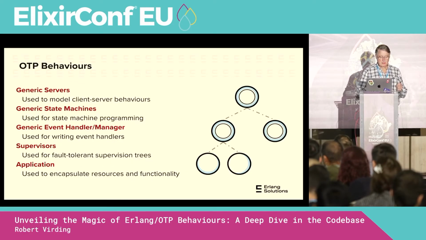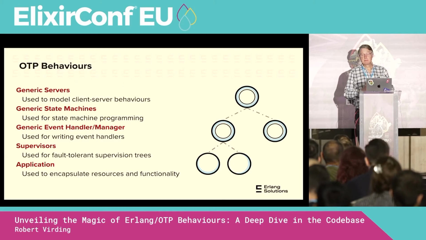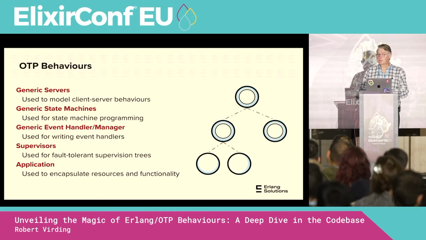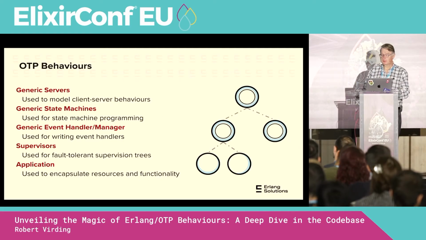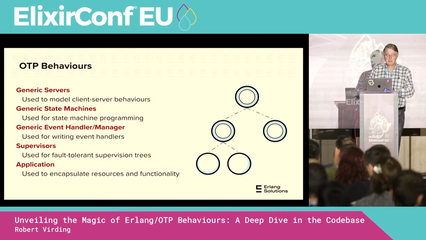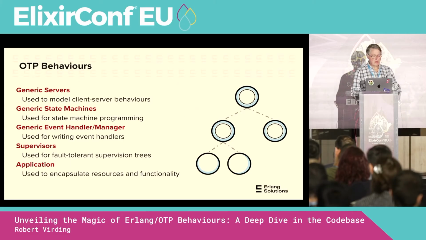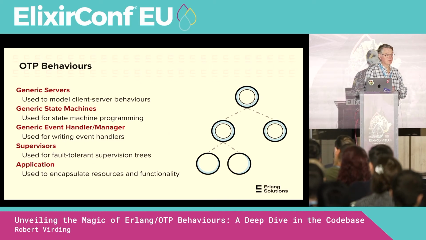Okay. So in OTP, there are 5 standard behaviors that come with a basic system. There's a generic server, which is a client-server process. There's a state machine, which implements a state machine with a lot of very nice features in it. Yes, you can implement a state machine using a generic server and keeping track of the state yourself, but the state machine gives you an awful lot of nice features for doing that. There's an event handler, which is not quite like a server, but it's not used that much today and not on the Elixir side as well. There are supervisors.